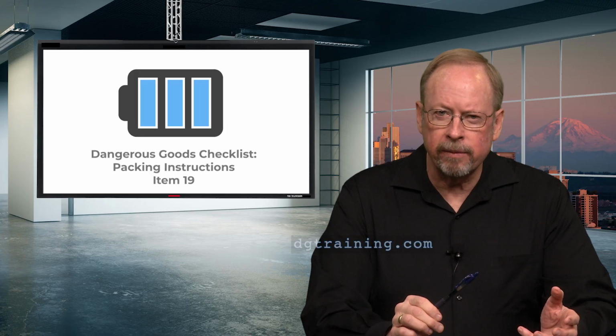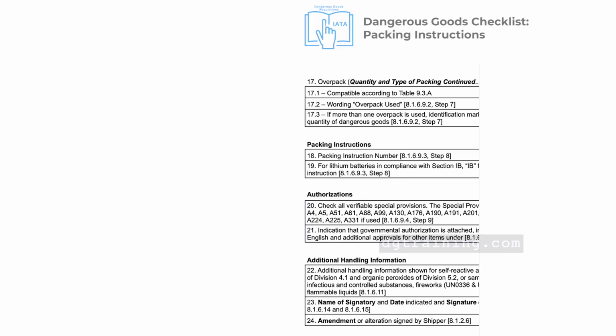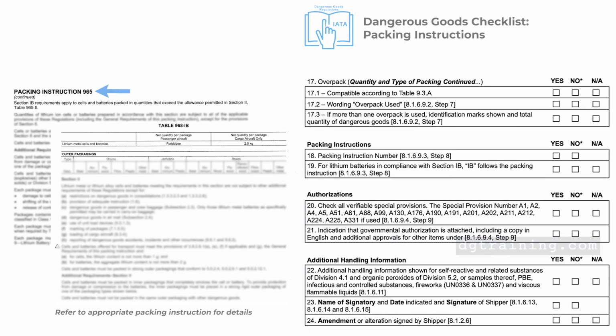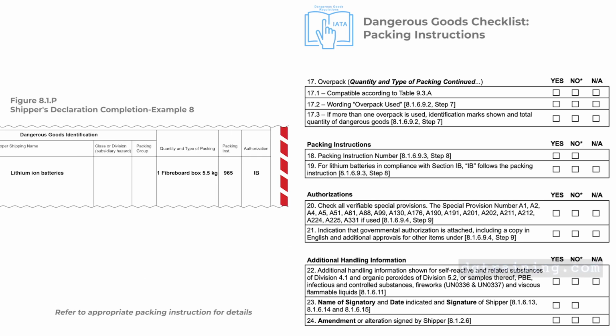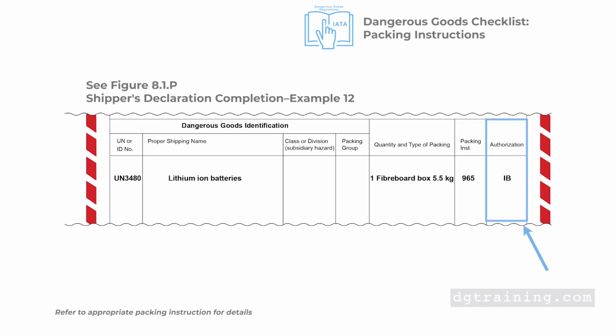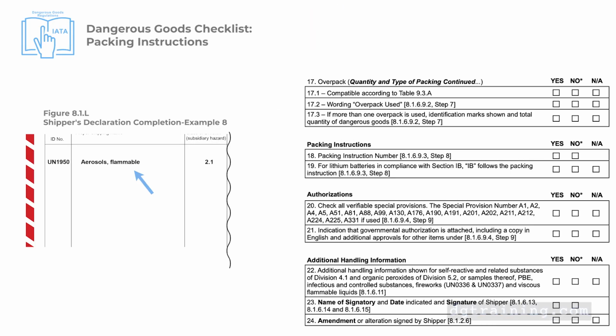The next checklist item relates only to lithium batteries. If you were shipping under packing instructions 965-1B or 968-1B, the only two packing instructions with the 1B suffix, you could show that in the packing instruction column, or if you needed the room, you could show the 1B in the authorization column as indicated by 8.1P, example 12. However, we're dealing only with aerosols in this example, so we can show an NA for that checklist item number.